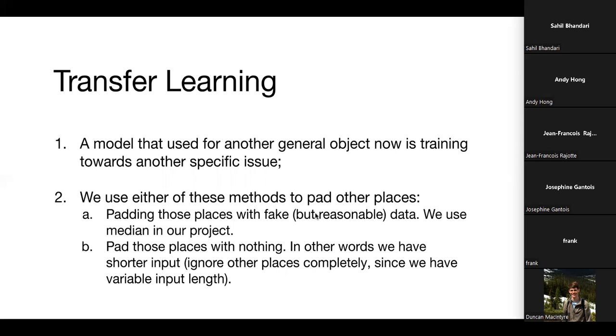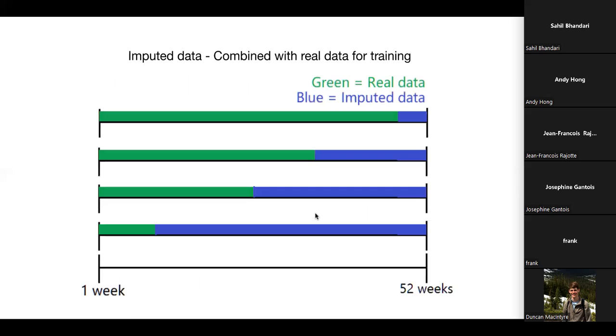So in this case, we can use these two methods to pad the other places that we are not masked. And I guess I can show this one first. The first method is called imputed data, which means only the green part is the real data, the blue part is imputed data. By imputed, I mean these data are calculated from previous historical years' data, and we actually use the median, but we can also use the average or something like that.